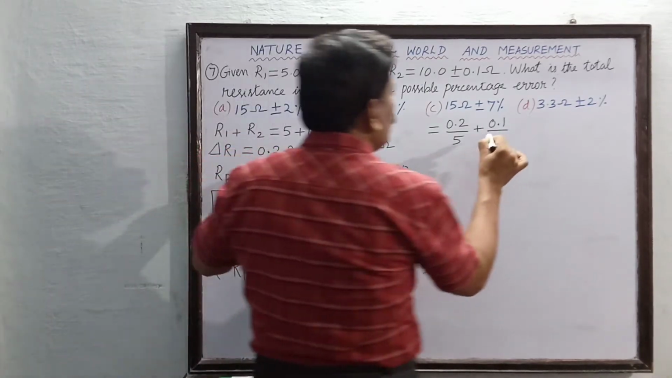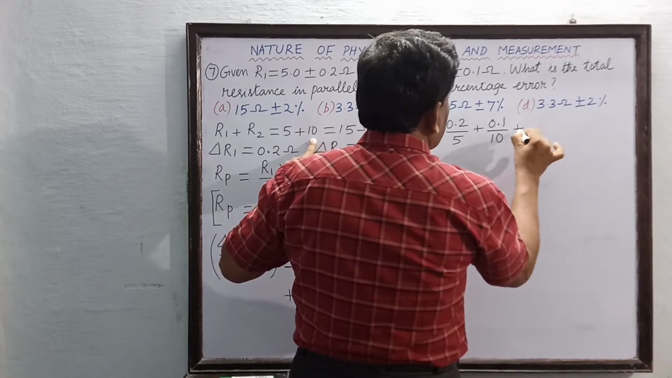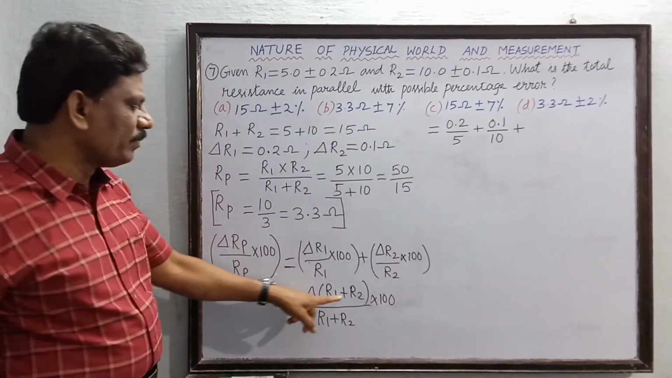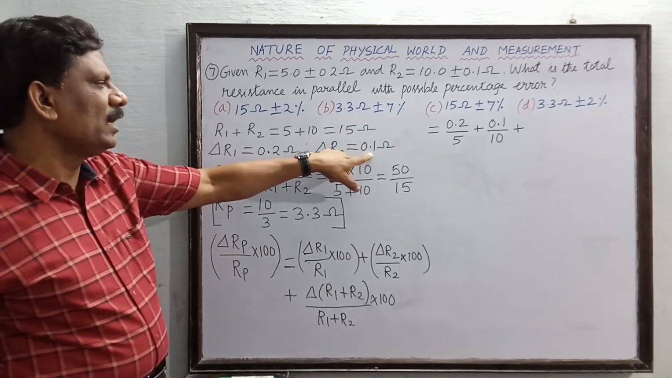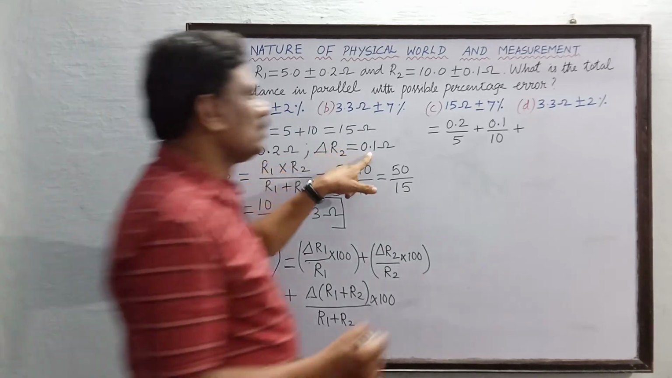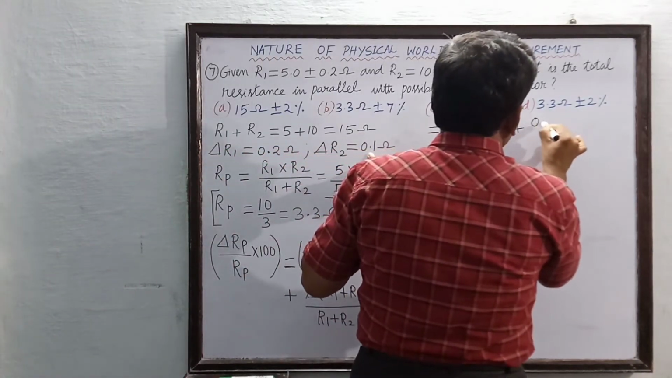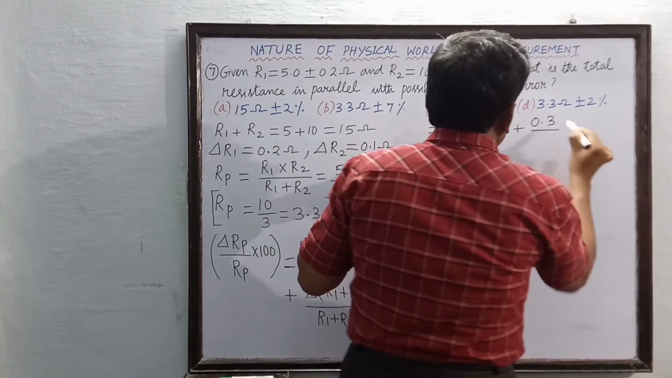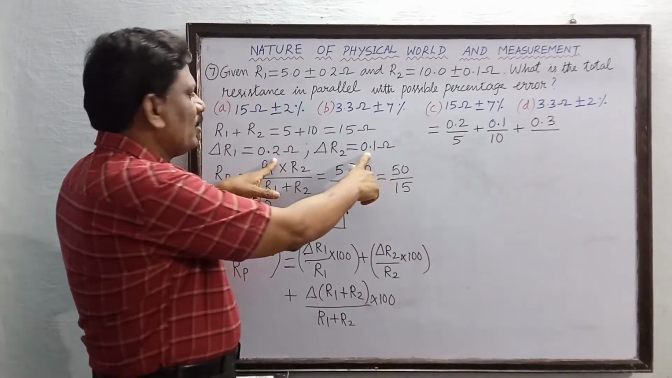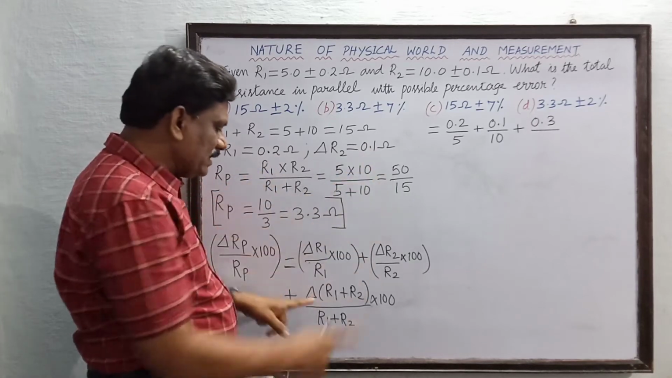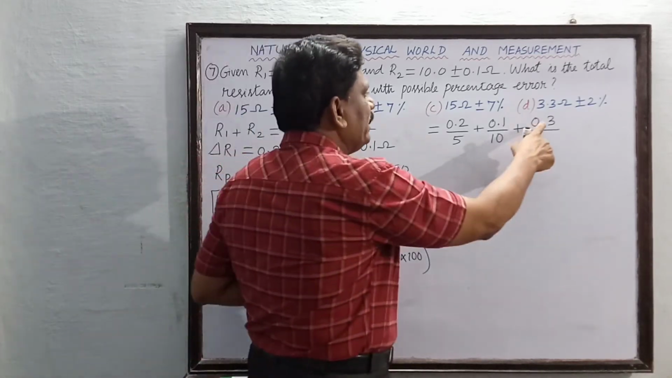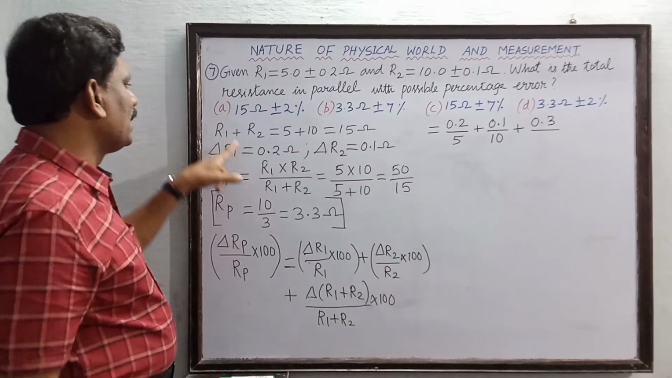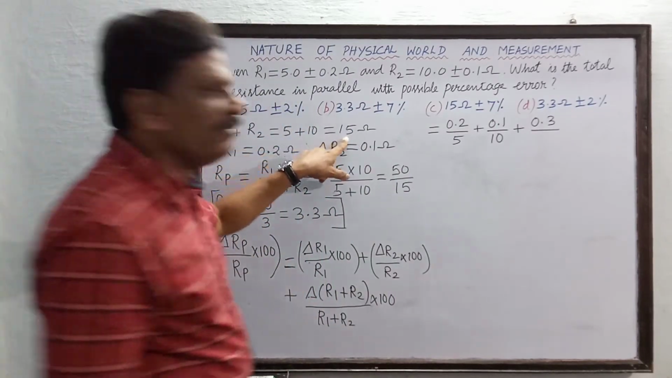10. So R2 is equal to 10 plus now delta R1 plus delta R2. Delta R1 is 0.2, delta R2 is 0.1. So this is equal to 0.3 because 0.2 plus 0.1 I have added, is it not? Delta R1 plus delta R2. So 0.2 plus 0.1 is 0.3 divided by R1 plus R2. R1 plus R2 is equal to 15.